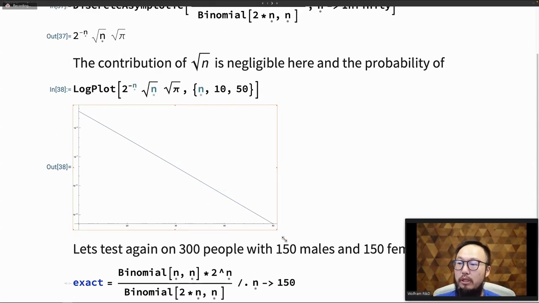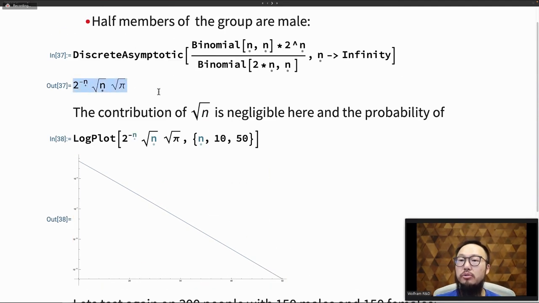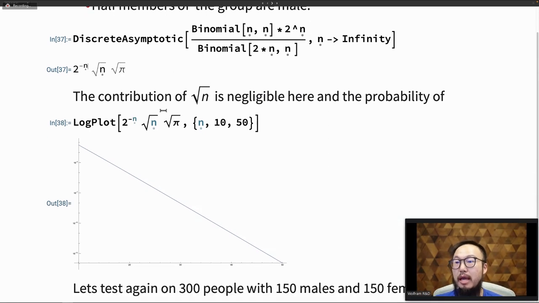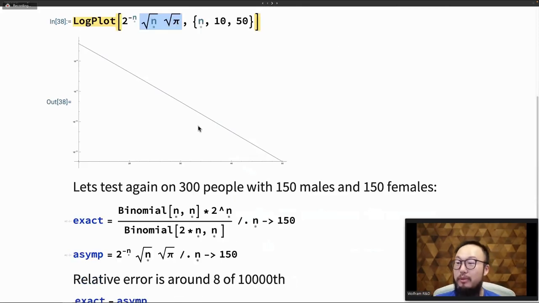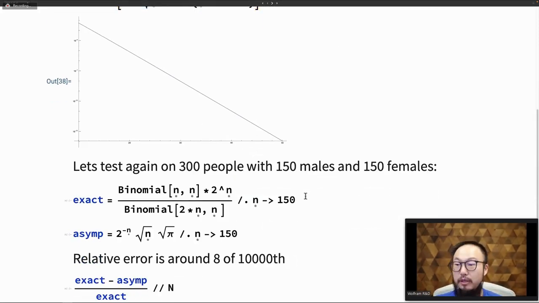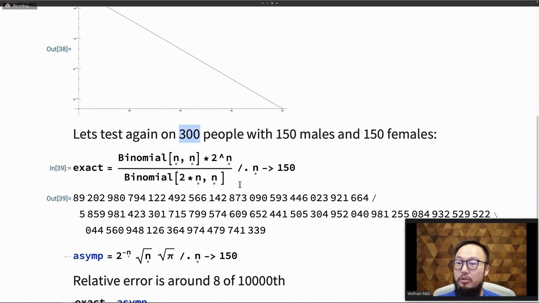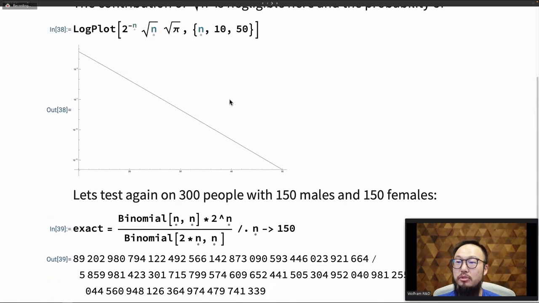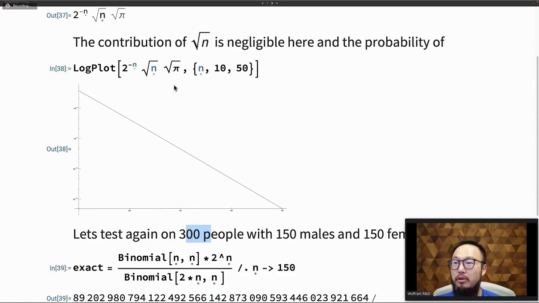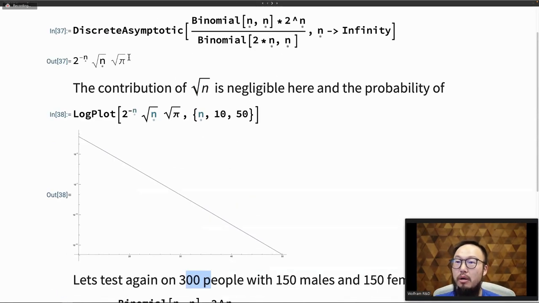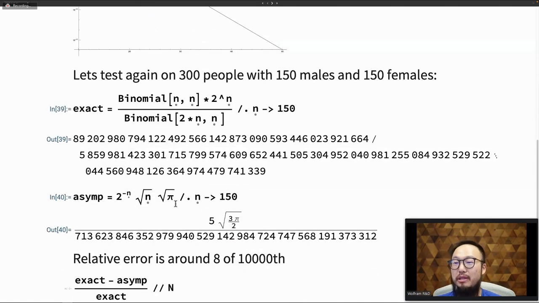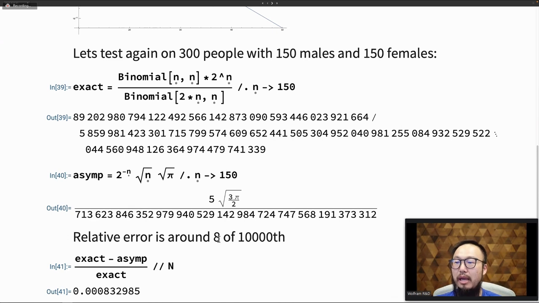What's more important here is not the actual expression; it doesn't mean that much to me. The thing is, it tells you that the likelihood of such seating changes not only with respect to the proportion of men and women, but also depends on the whole population. That's not something they asked in the AIME problem, but once we do this, we see that's the key to understanding the problem. This part also shows that as n increases, the estimate from our asymptotic behavior is very close to the direct computation, at 8 of 10,000.